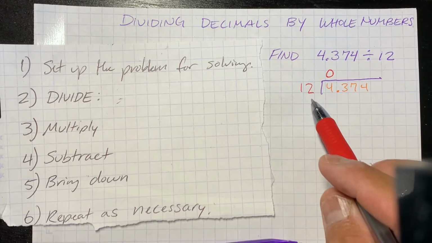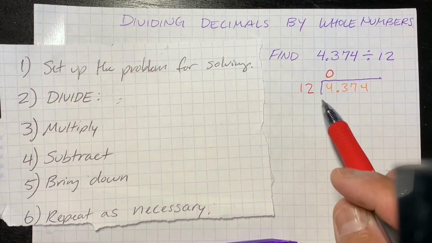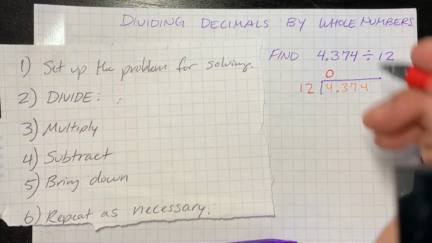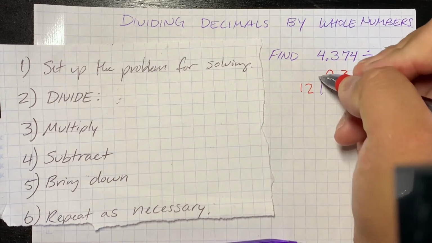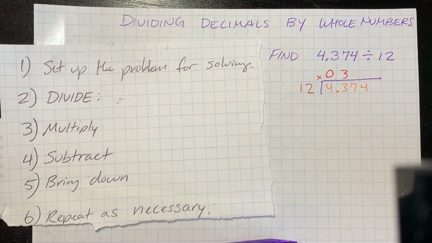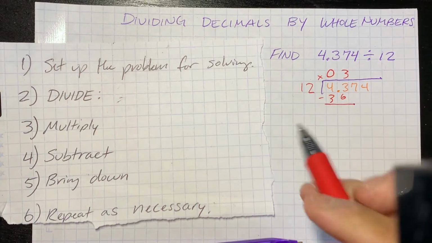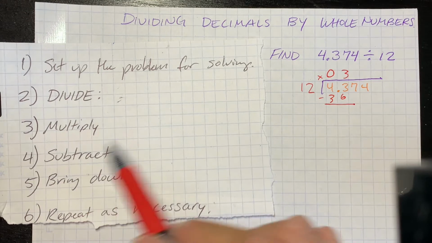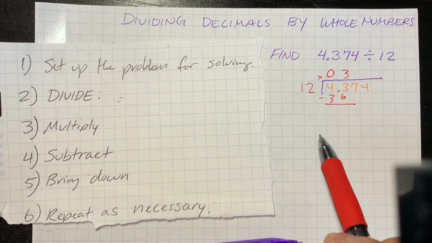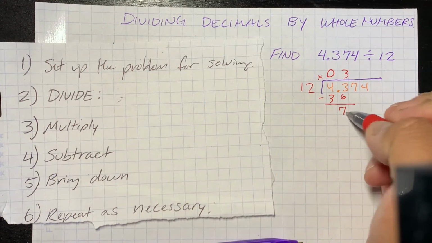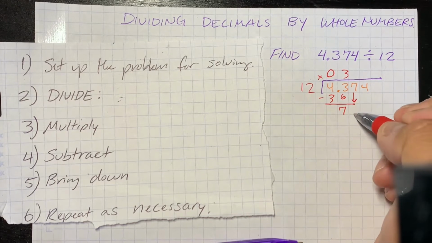As soon as we do that, we're just going to go ahead and continue. How many times can 12 fit into 43? Well, 12 can fit into 43 3 times. Now, 12 times 3 is going to be 36. And now we're at the subtraction part. 43 take away 36 is going to be 7. Bring down your 7 here.